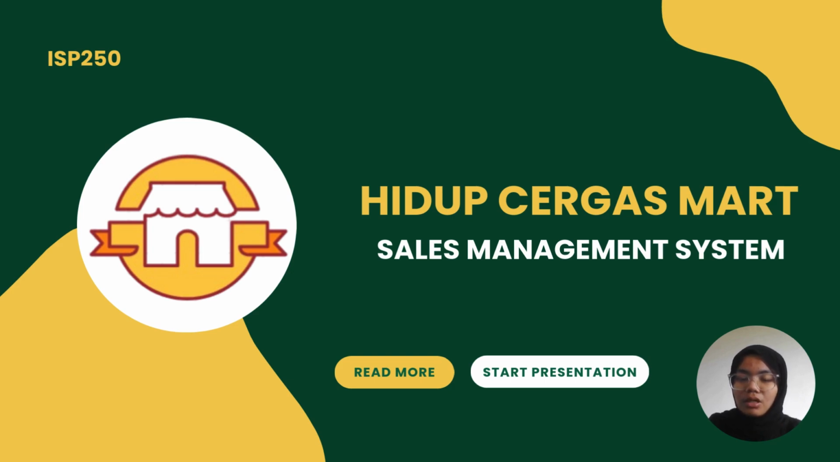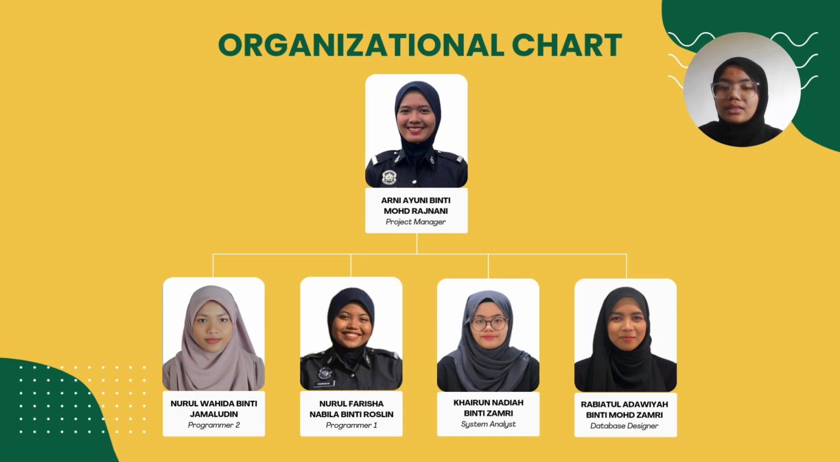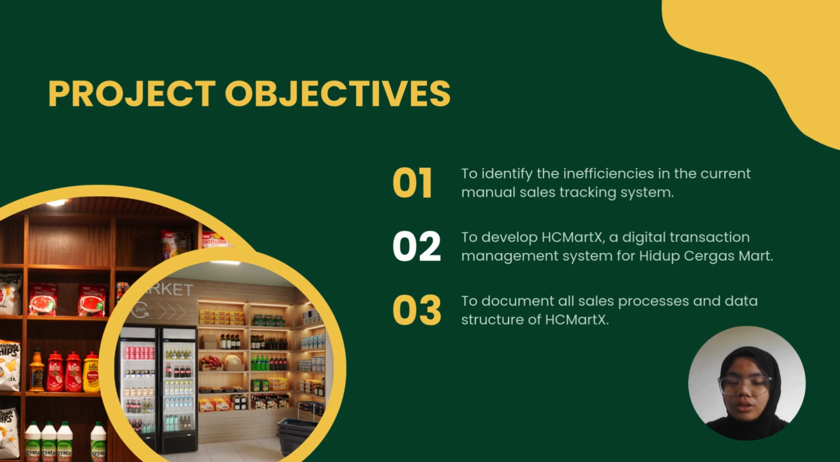Sales Management System. So this is our organizational chart. So next I will move to the project objective. Firstly, to identify the inefficiencies in the current manual sales tracking system. Second, to develop HC Mart X, a digital transaction management system for Hidup Cergas Mart. And third, to document all sales process and data structure of HC Mart X.